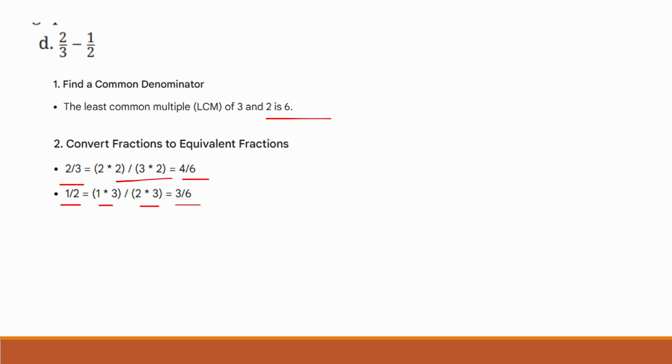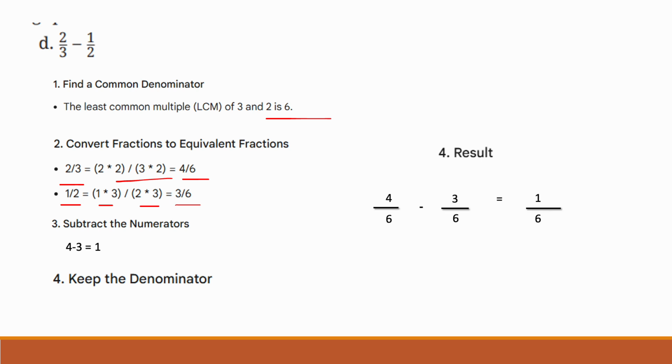See, you have to convert the fractions into equivalent fractions such that the denominator is 6. Then subtract the numerators. 4 minus 3 is 1. Then keep the denominator. Here, the denominator remains 6. Then, what is the result? 2 by 3 minus 1 by 2 is equal to 4 by 6 minus 3 by 6. That is 1 by 6.